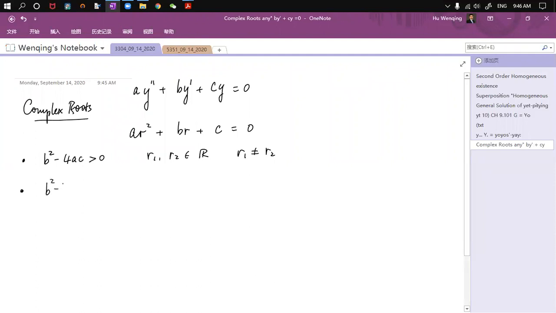Now what happens here is that b squared minus 4ac is equal to 0. You have R1, you have R2. They're going to be real, but R1 is equal to R2 is equal to R. This is already resolved as well.